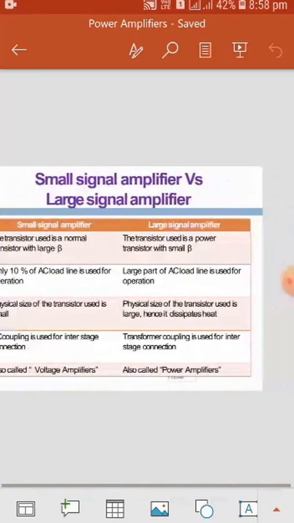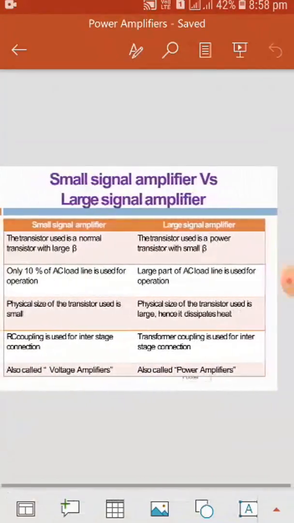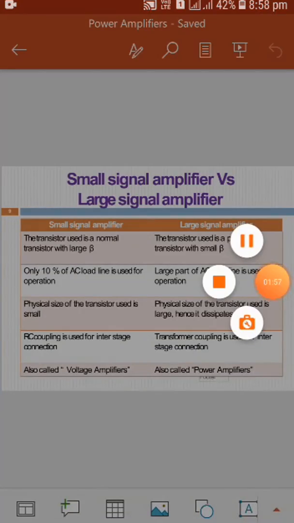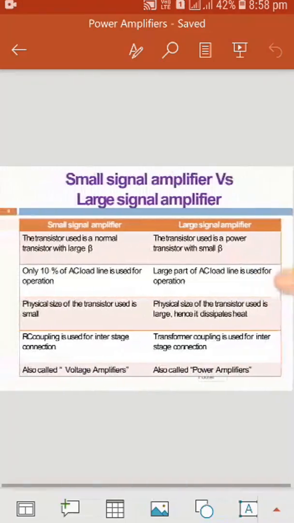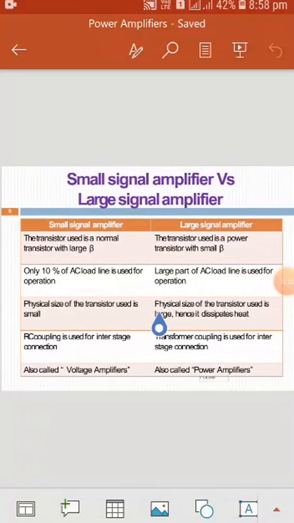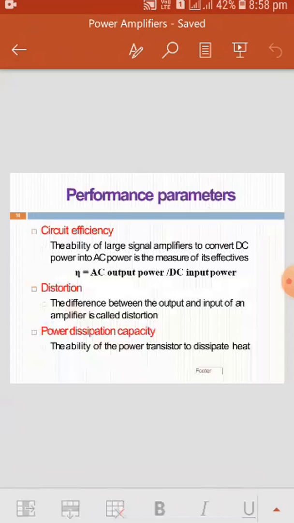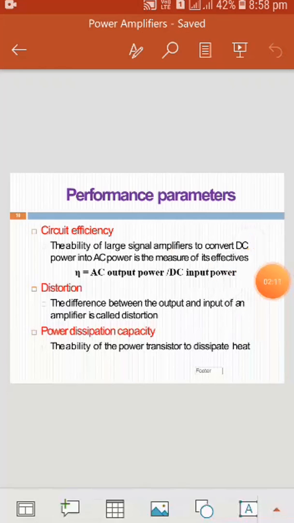Next we will go with performance parameters. What are all the various performance parameters that we are using? First one is nothing but circuit efficiency.